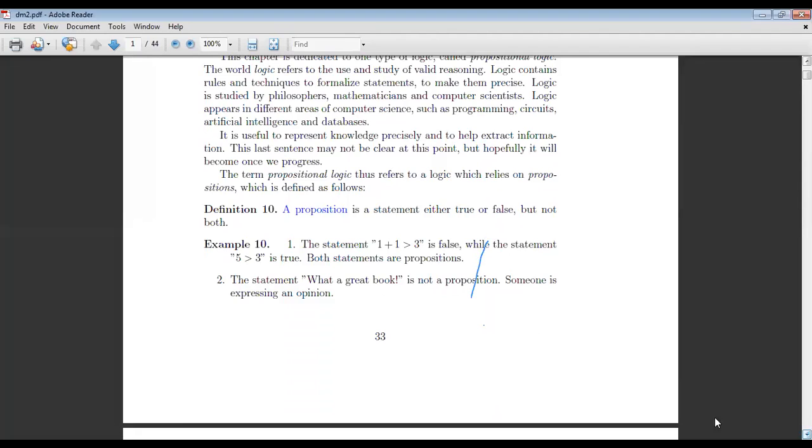So an example is given of that proposition. Suppose the statement 1 plus 1 is greater than 3 is false, while the statement 5 greater than 3 is true. So both statements are propositions. In the first example, 1 plus 1 is 2, which cannot be greater than 3. That is a false statement, so this is a proposition. Or simply 5 greater than 3, which is true.